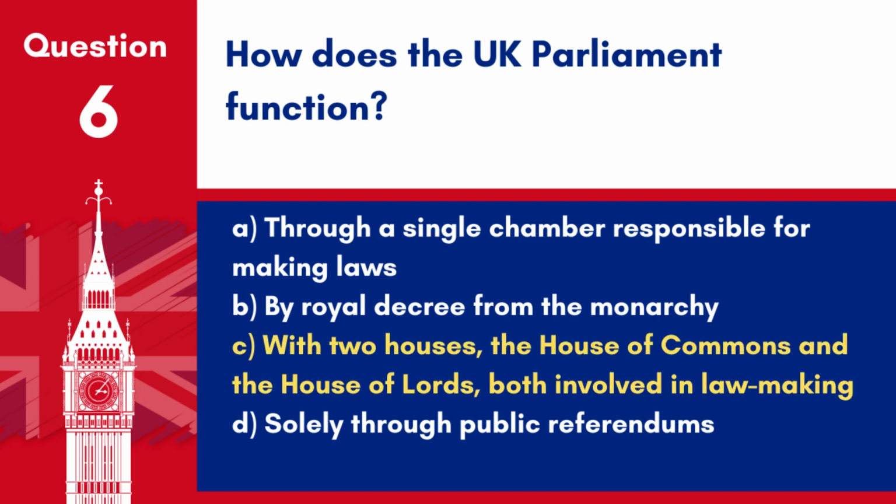Answer. C. With two houses, the House of Commons and the House of Lords, both involved in lawmaking. The UK Parliament operates as a bicameral legislature, with both houses playing roles in the legislative process.